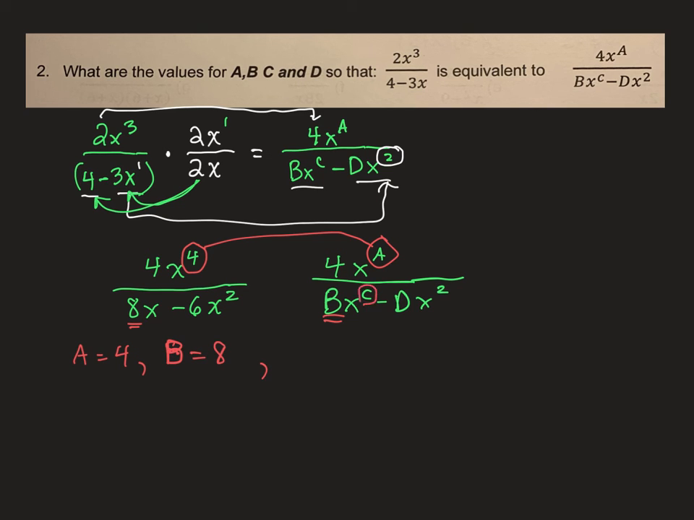c was the exponent on that term. And there's no exponent, but you can assume it's 1 if you don't see an exponent. So c is equal to 1. And then finally, the coefficient of the x squared term on the bottom is 6. Now that minus sign is already there, so we don't have to include the negative. And we just say d is equal to 6. And there we go. All solved. Hope that helped.